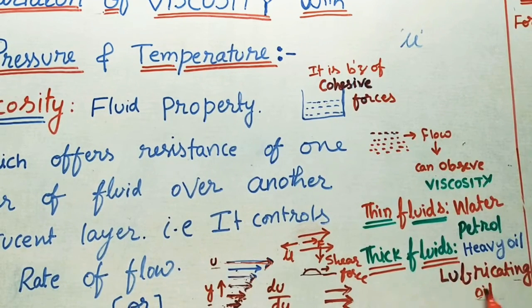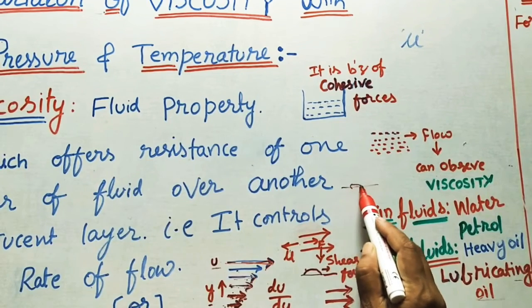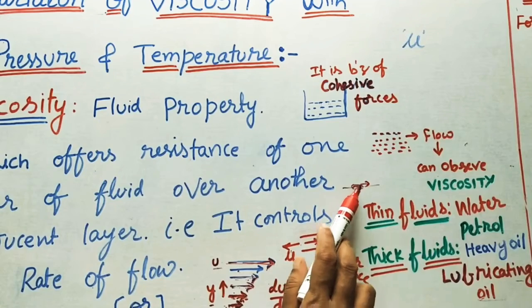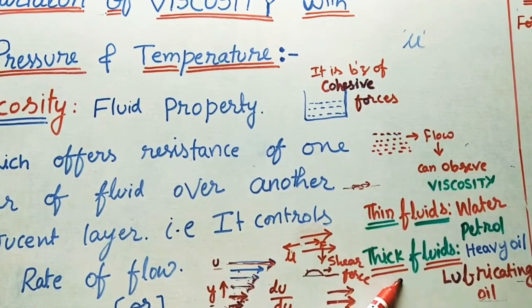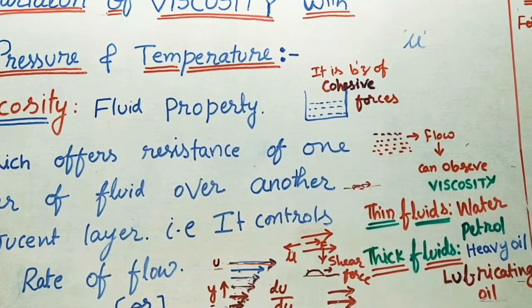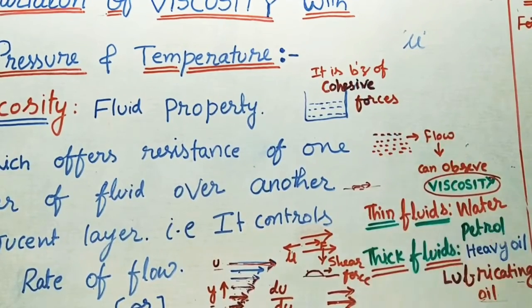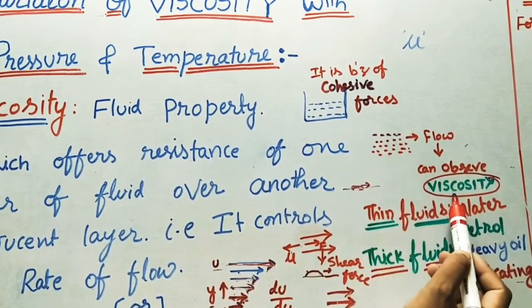If you are keeping this lubricating oil on the floor, it will not move easily because it has more cohesive forces, means it has more viscosity. Thin fluids have very less viscosity, less attractive forces. So here one thing we can observe: viscosity can be observed when the flow occurs. During the flow only we can find the viscosity.